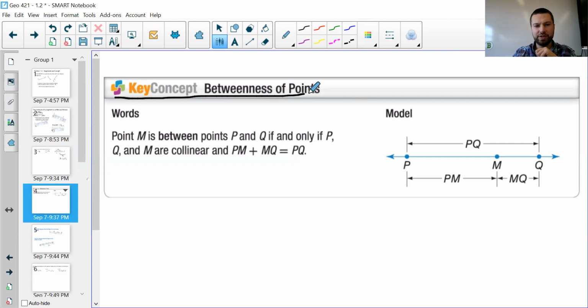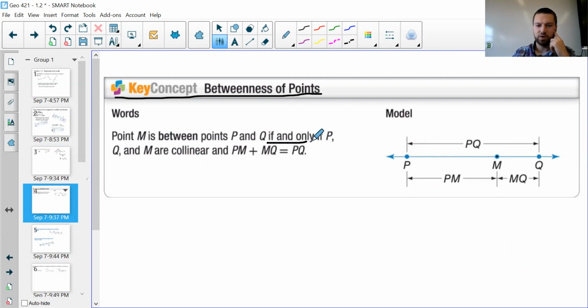Okay, now you're going to want to write this down. Key concept, betweenness of points. Write this down in words. Maybe you even want to draw this picture, because this will come up a lot this year. We'll use this all the time, and it's a concept that you'll use in other situations too. So point M, right here, is between points P and Q, if and only if.